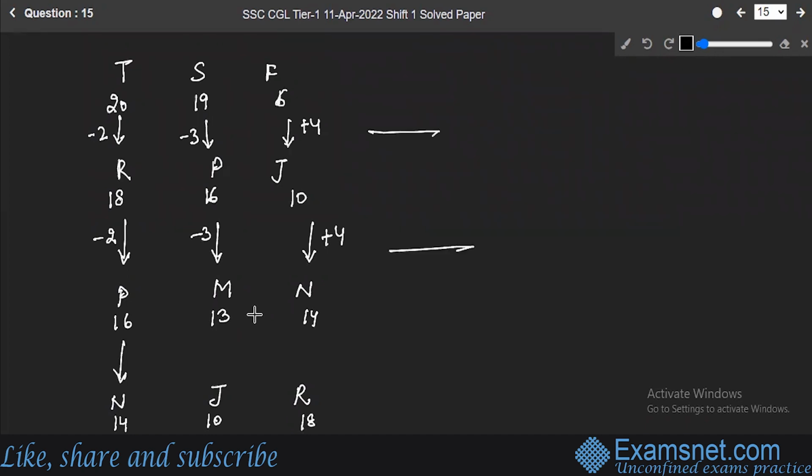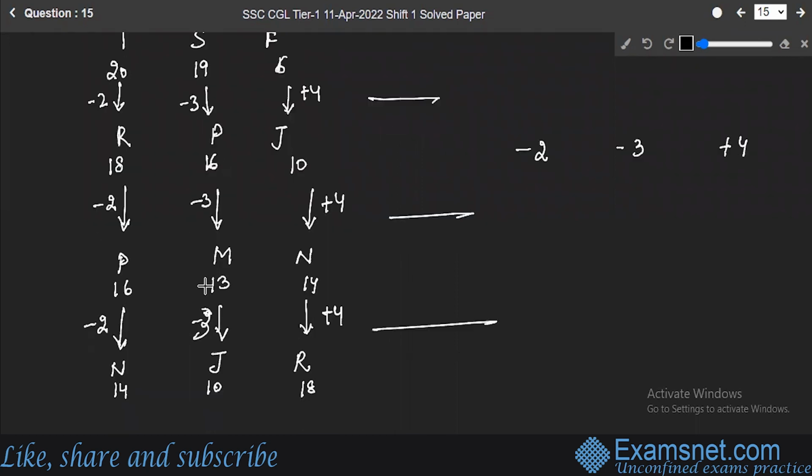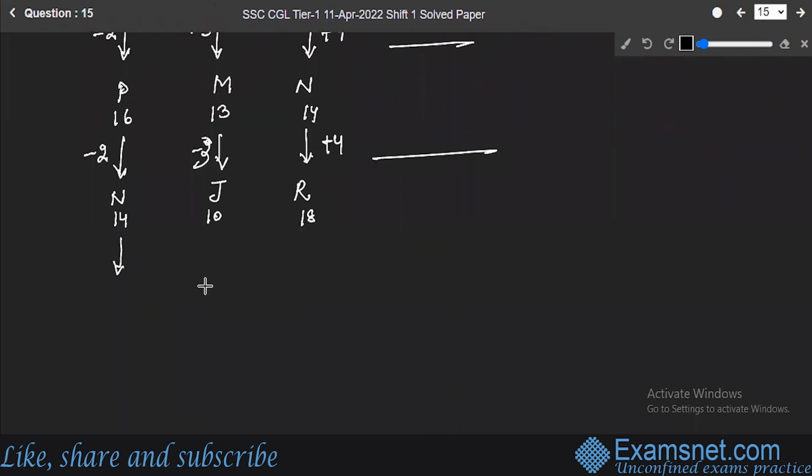Logic is same. Again, you are having -2, -3, right? It is -3. And here you are having +4. Same pattern is again being followed. So I hope you got we are on the right track. And the given pattern is -2, -3, and +4. Right? And now you have to do the same thing. So you have to do -2, -3, and +4.